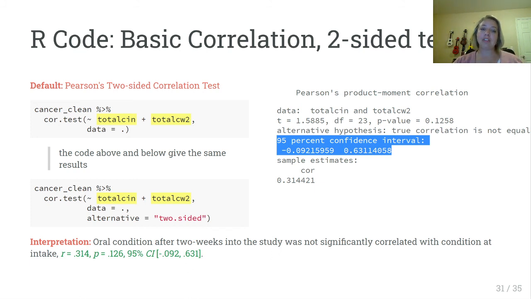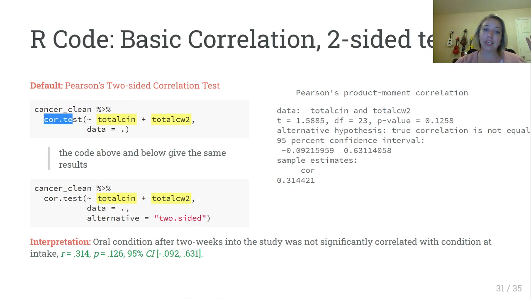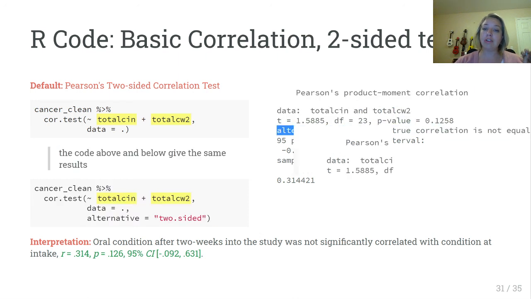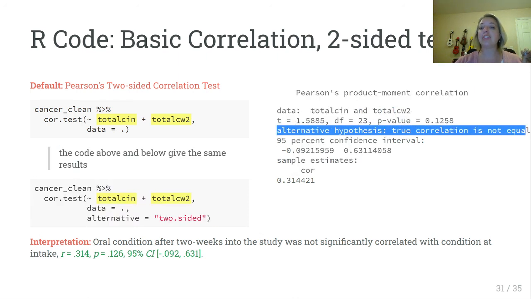So by default, cor.test is doing a two-sided alternative. If you look into the output, it tells you that the alternative hypothesis is that the true correlation does not equal 0. So not equal is a two-sided. It allows it to be bigger or less than 0. If it's less than 0, that's negative. If it's bigger than 0, it's positive.